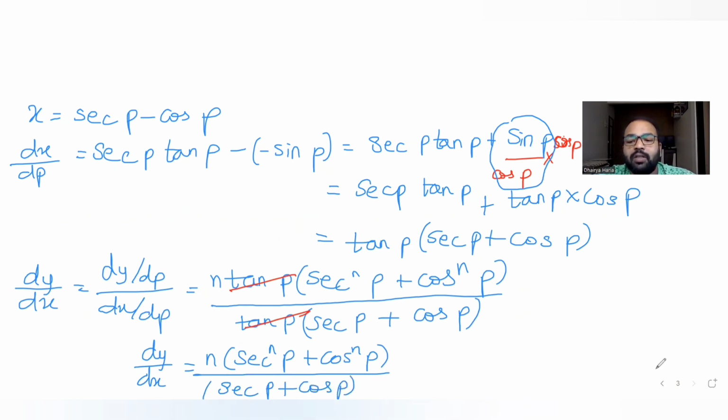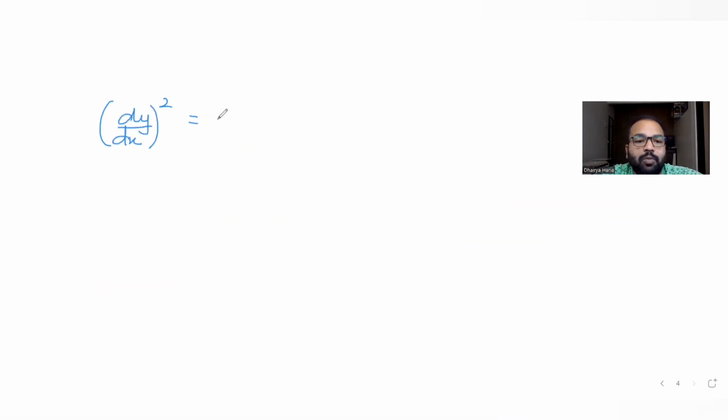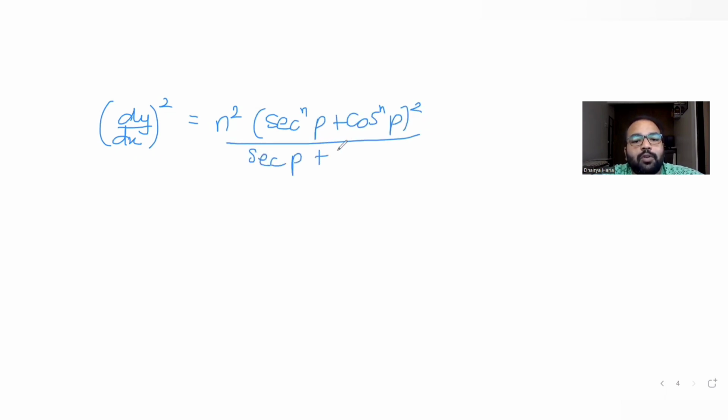Now let's understand. If you see all the four options which are given to you, leaving the fourth option which is none of these, the first three options A, B, C, everywhere talk about the square of the derivative, right? So if I find dy by dx square, what I get here is n square upon this square, so n also becomes n square, it becomes sec raised to np plus cos raised to np whole square upon sec p plus cos p the whole square.